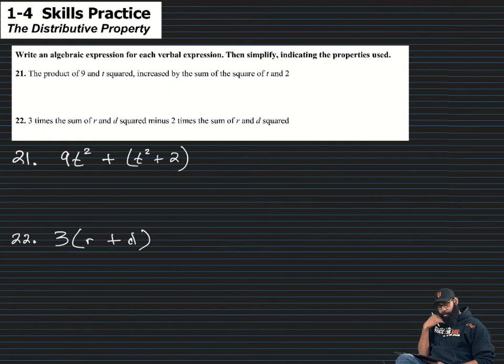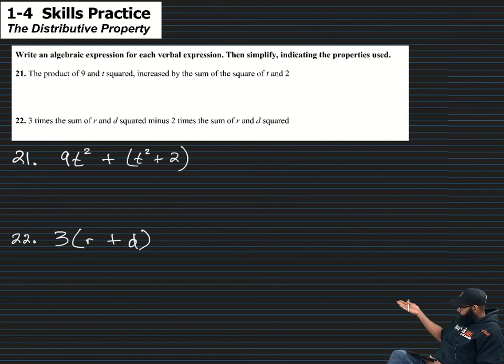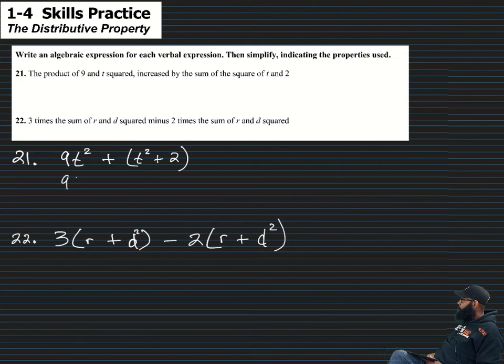3 times the sum of r and d squared minus 2 times the sum of r and d squared. So you hear that, r and d squared. The sum. It's basically repeating the same thing, except on one end I've got 2, but on the first end I got 3. But it does say to simplify, indicating the properties used. I think I'm going to skip that, guys.